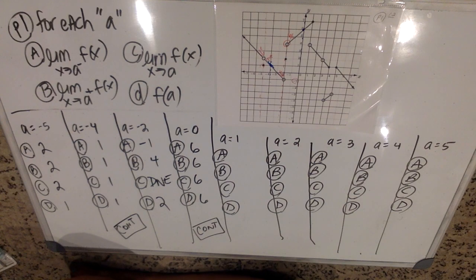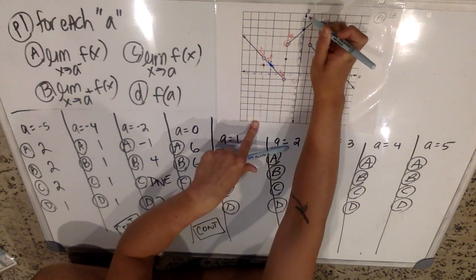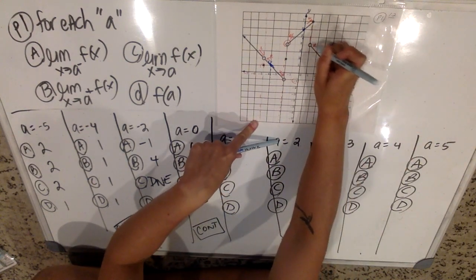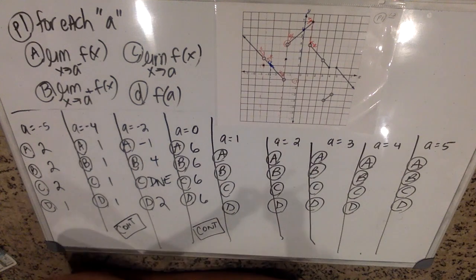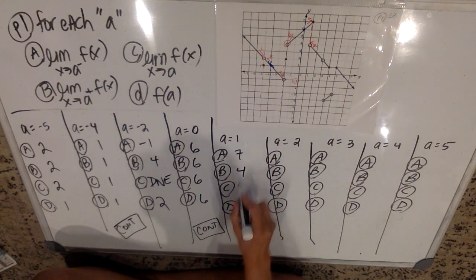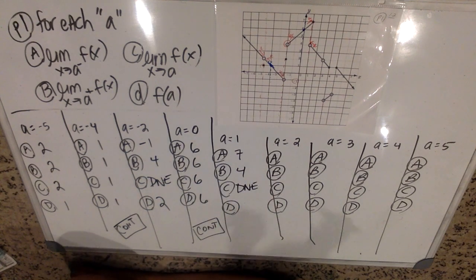At 1, I get more weirdness, right? So here's the spot where x is 1. The guy to the left of 1 is approaching a y value of 7. The guy to the right of 1 is approaching a y value of 4. So I have a 7 and a 4. Because those two numbers aren't the same, the double-sided limit does not exist. And then the closed dot is at the 7, so that's where the actual function's value would be.